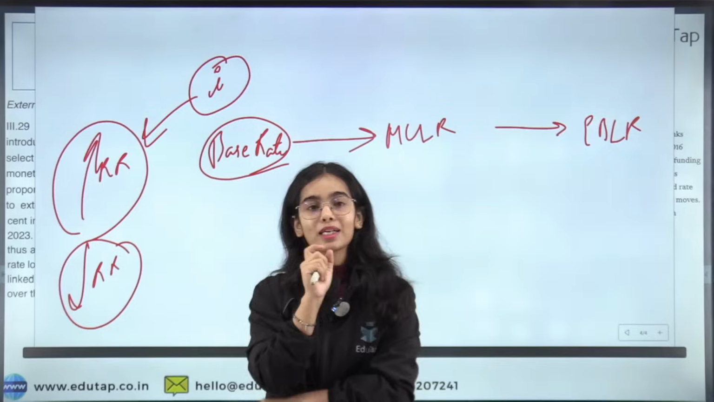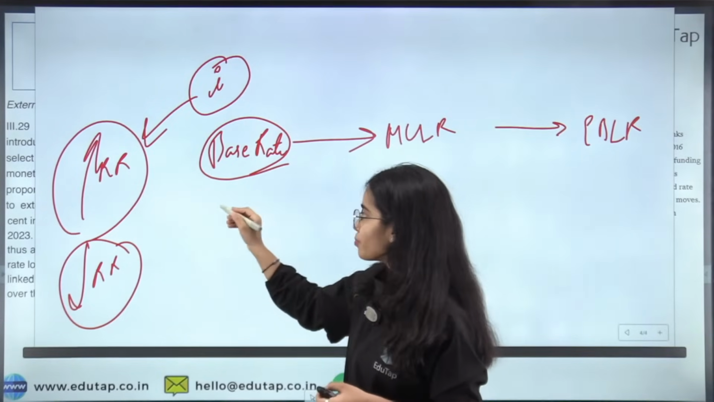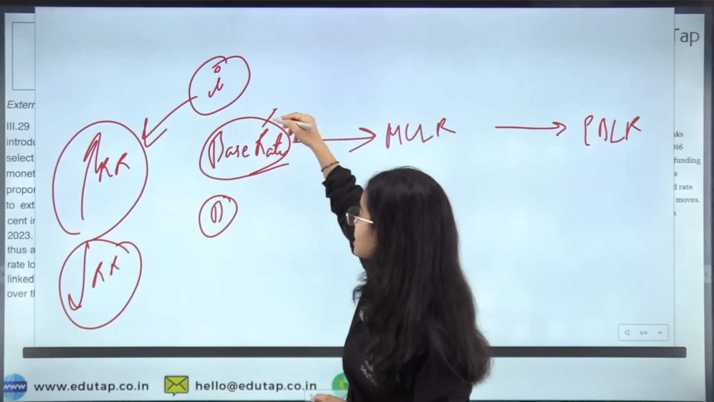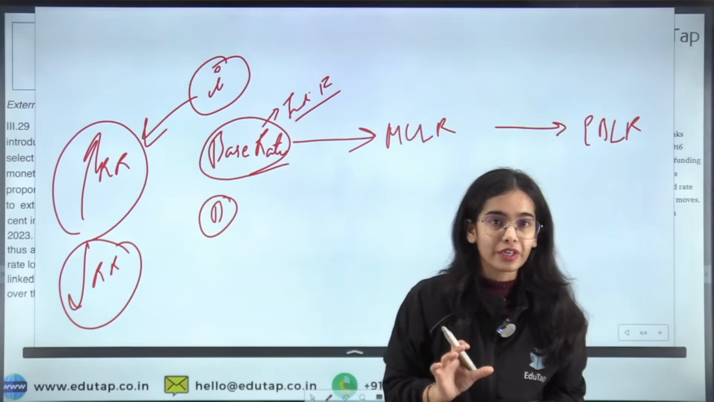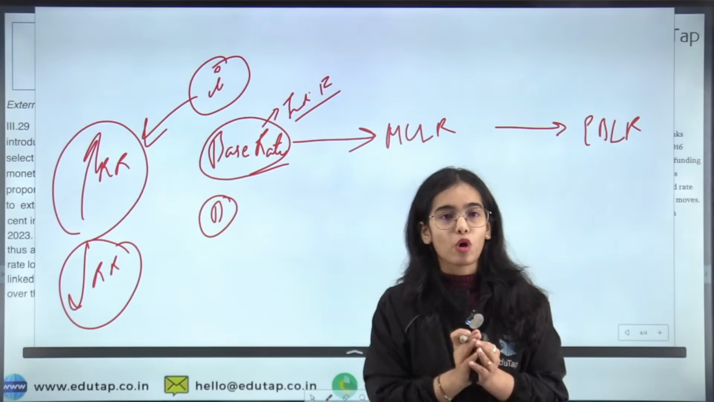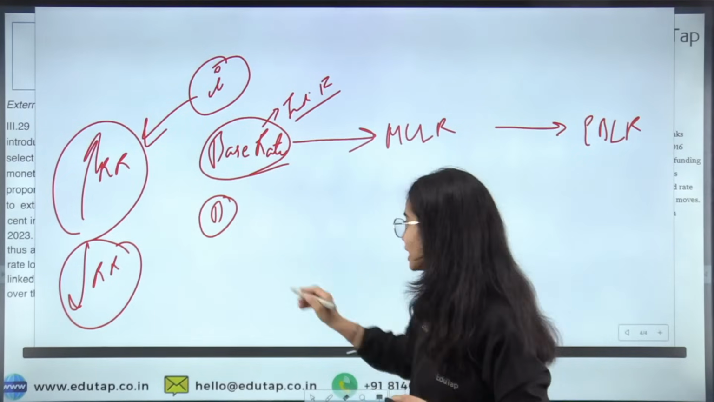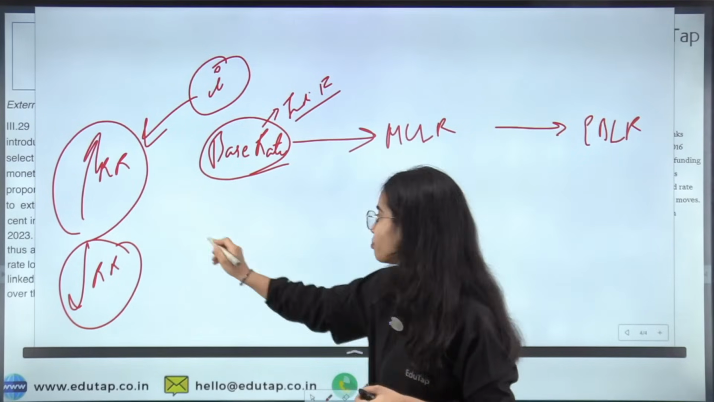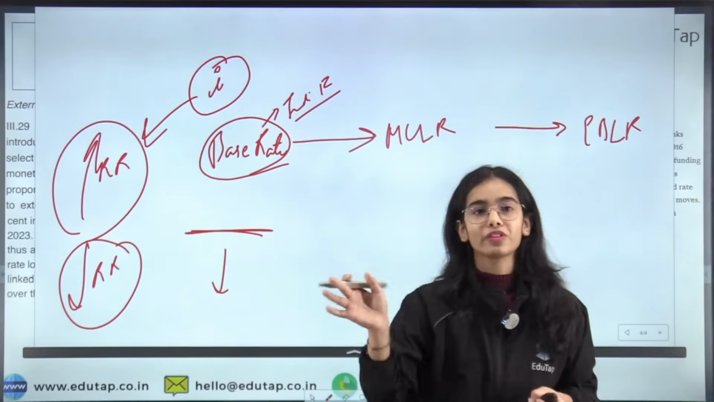So RBI said that, okay, we will have a base rate. For the base rate, there was an indicative formula that was given by the Reserve Bank of India. This was the indicative formula. So the banks had to tell their minimum interest rate below which they would not be able to lend to any entity.